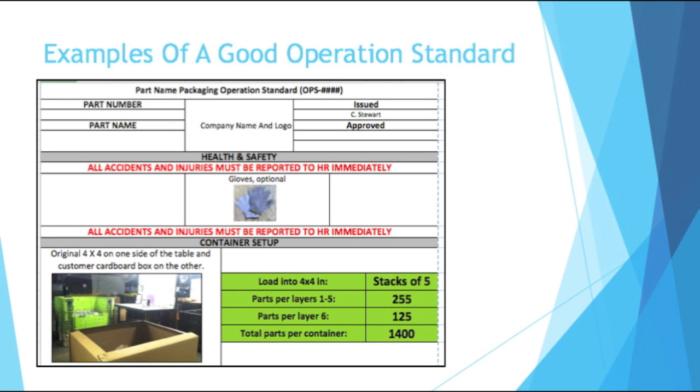Alright, so here is an example of what I think is a pretty good operation standard. This is one I made at work a few years back, and I've made between 500 and 1,000 work instructions of some sort. So you'll notice at the top, you have a section that clearly says what the part name is, and then for this one, it's a packaging operation standard. Then, of course, it says OPS for operation standard, number. So as part of a quality system, you have to have some sort of indexing system. So every operation standard gets a unique identifier.